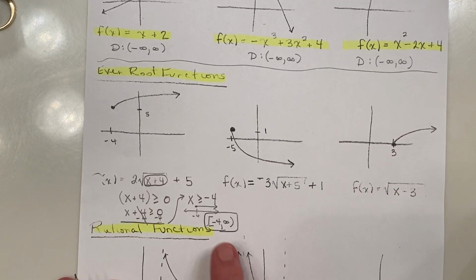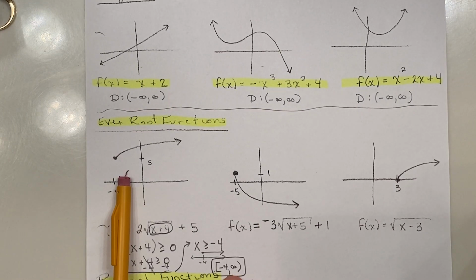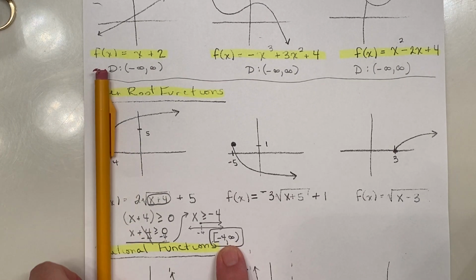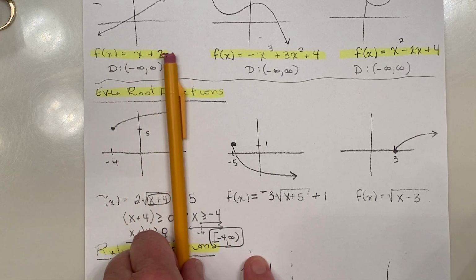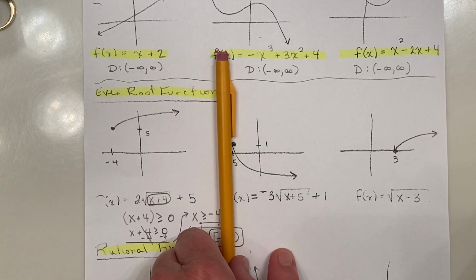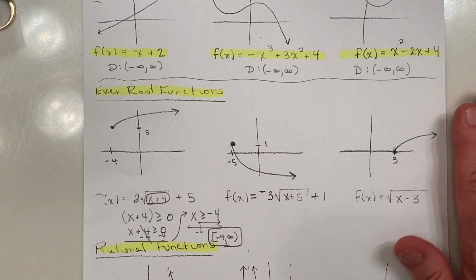So let's connect that back to the graph. Does this graph right here show that the domain starts at x equals -4 and contains all other x values greater than -4? And it does.